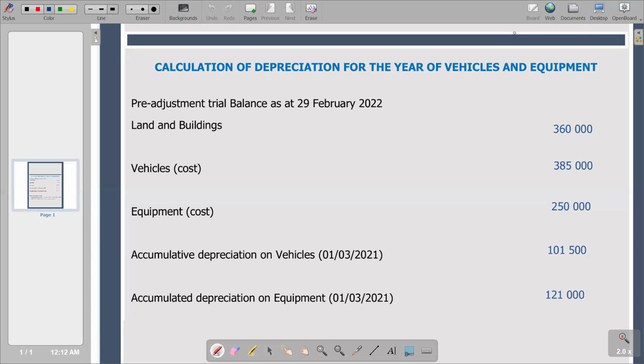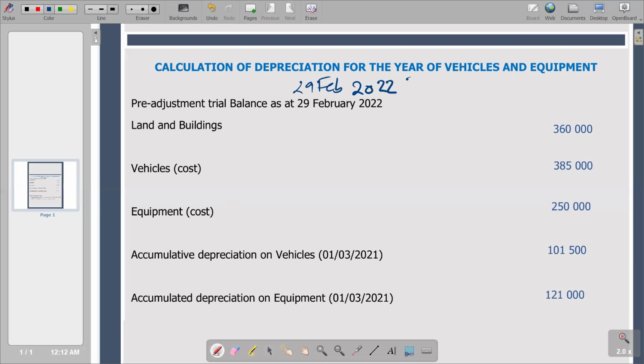So we have a question that we just want to look at here on calculation of depreciation for the year of vehicles and equipment. We are talking about the current financial period according to the question. Our question is saying a pre-adjustment trial balance at 29th February 2022. So obviously this is where our financial period is ending. Remember, our financial period should be 1 year. So if it's ending 29th February 2022, it will represent the financial year end.